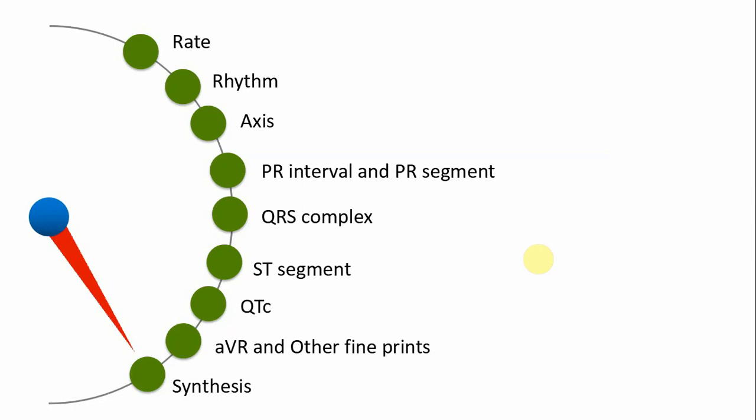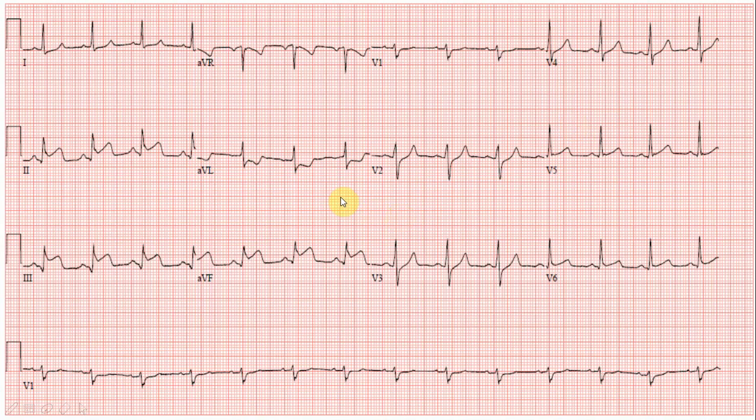So any medical student or even the ECG machine can give you those first 8 steps: rate, rhythm, axis, P wave interval and segment, QRS complex, ST segment, QTc, aVR. So as a doctor, we are needed for the last step, which is the synthesis, and we can save the life by doing those steps. So let's come back to the first ECG that I have shown you, and we will do it together.